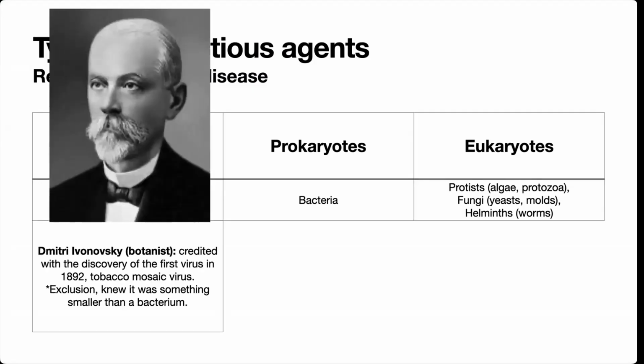And so, just going back in history a little bit, because I thought this was really cool. Dmitry Ivanovsky, who was a botanist, so a plant scientist, was credited with the discovery of the first virus in 1892, the tobacco mosaic virus. Now, this was done through exclusion, which I thought was really neat.